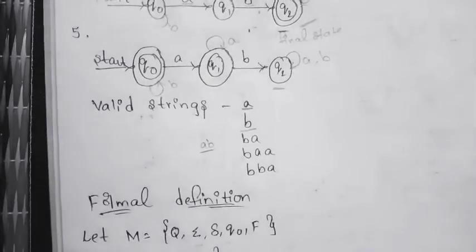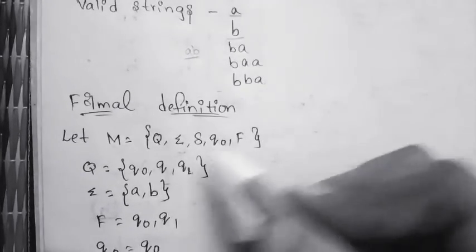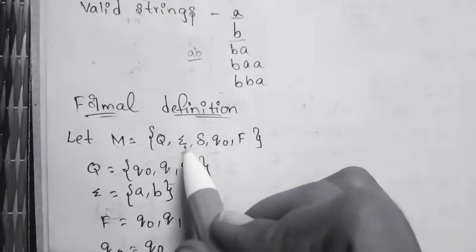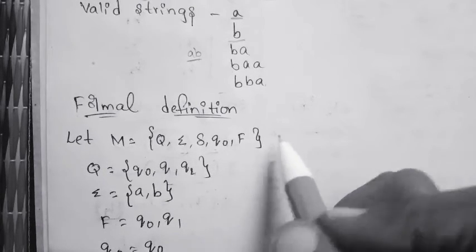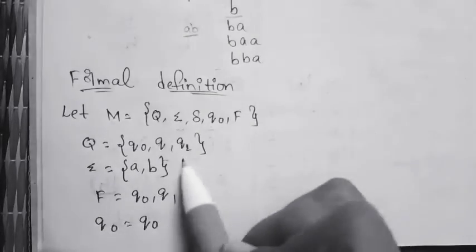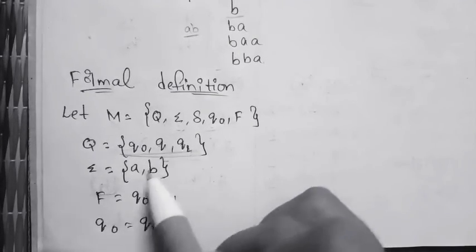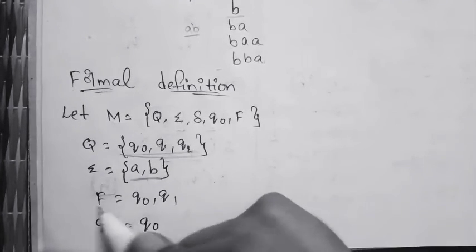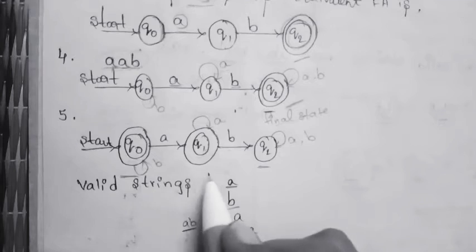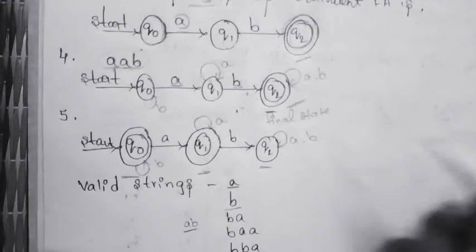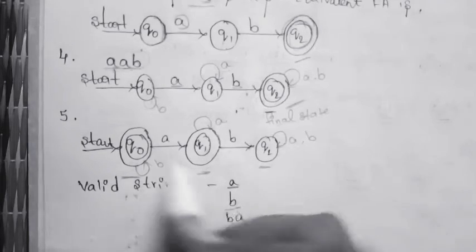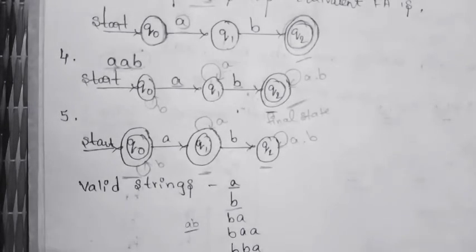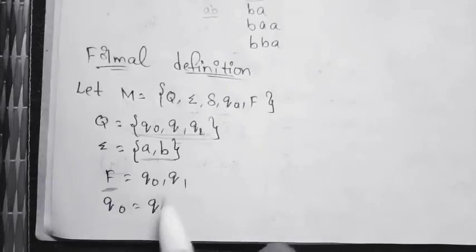Then our last step is the definition of a finite automata. That is the formal definition. Let M equals Q, sigma, delta, Q naught and F. See guys, Q means the states, sigma means the input symbols, and F is the final states. That means, see guys, here we got two final states: one is Q1 and one is Q0. Then what about our initial state? Our initial state is Q0 only. So this is Q0.